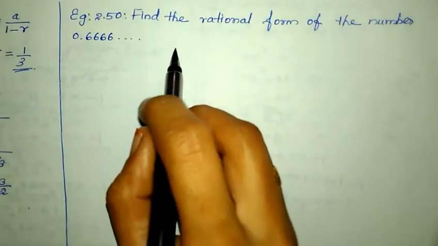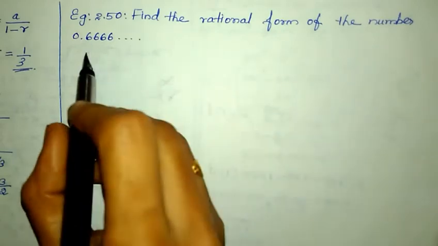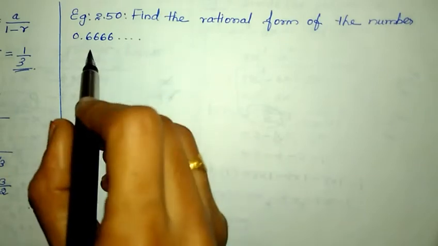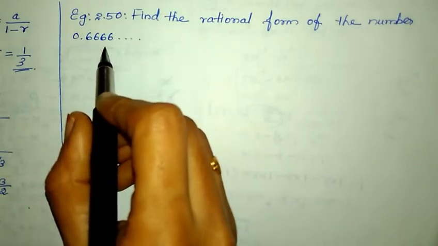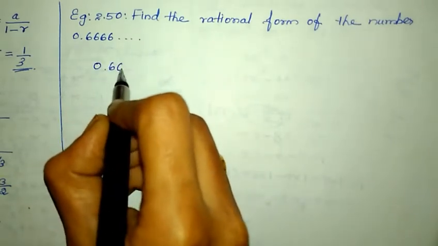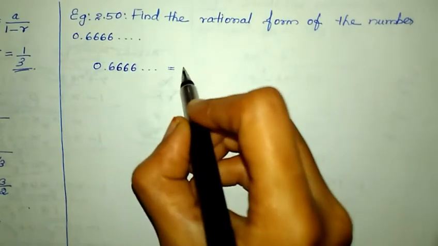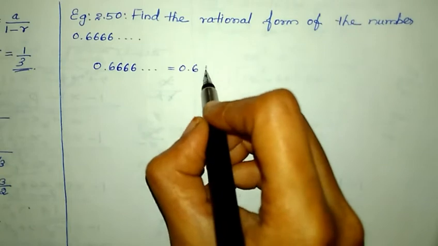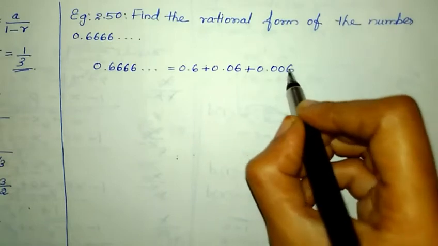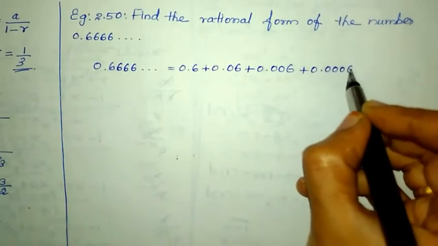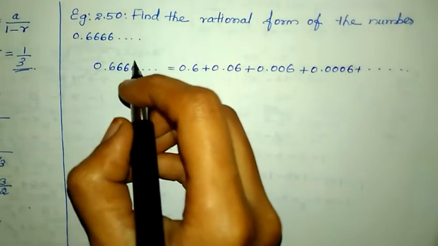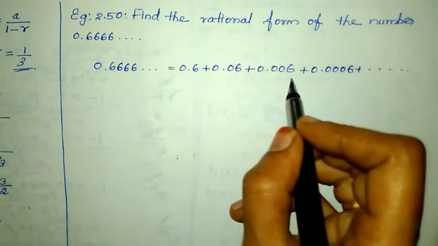Example 2.50. Find the rational form of the number 0.6666 etc. We have to write the rational form of this number. So first we are going to write this number in the form of a GP. That is, 0.6666 etc. equal to 0.6 plus 0.06 plus 0.006 plus 0.0006 plus etc. Add these, you will get this number.